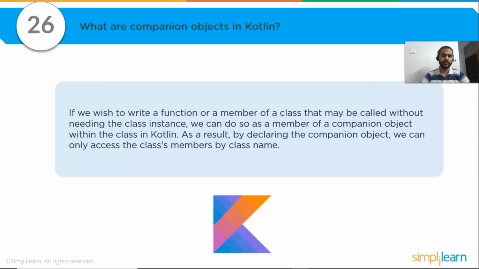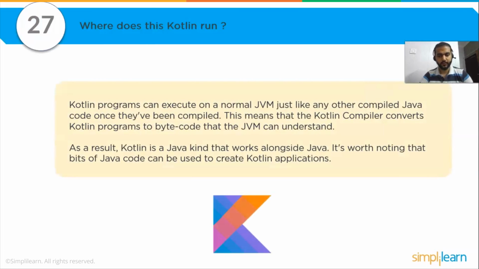Now moving on to the 27th question, which is, where does Kotlin run? So Kotlin programs can execute on a normal JVM just like any other compiled Java code. This means that the Kotlin compiler converts Kotlin programs to bytecode that the JVM can understand. As a result, Kotlin is a Java kind that works alongside Java. So basically Kotlin is a kind of Java, you can say that. It is worth noting that bits of Java code can be used to create Kotlin applications.